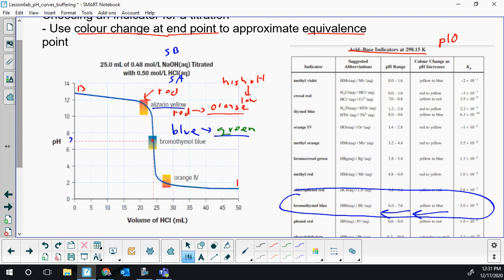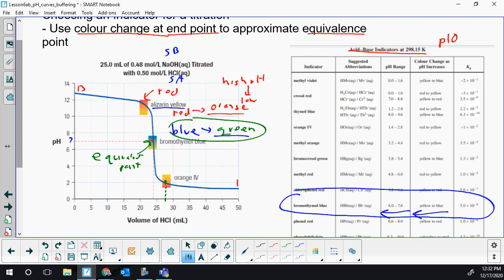And that would be the ideal indicator to use in this case. I won't go through orange 4 in as much detail, but this color change is going to be too late. If we look at what volume, we're 3-4 mils past the equivalence point. It's at blue to green with bromothymol blue that would tell us, okay, to stop. The red dot is the equivalence point. The end point connects to the colors, and they're matching perfectly here.